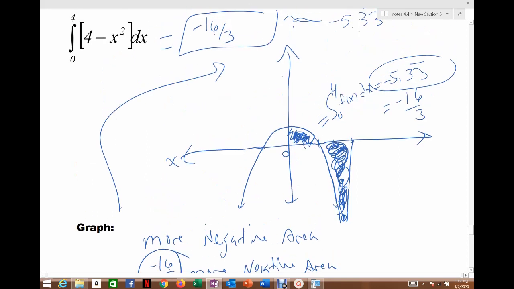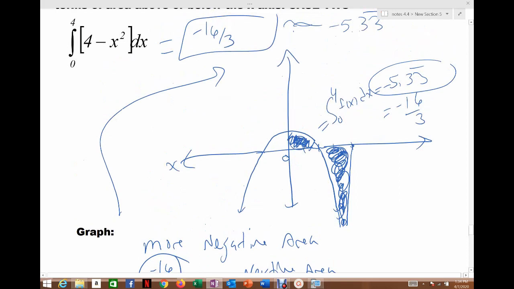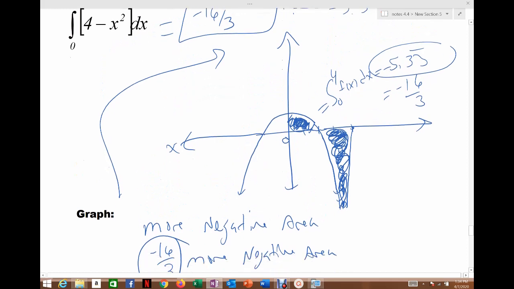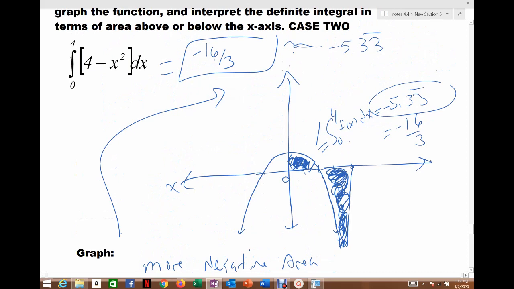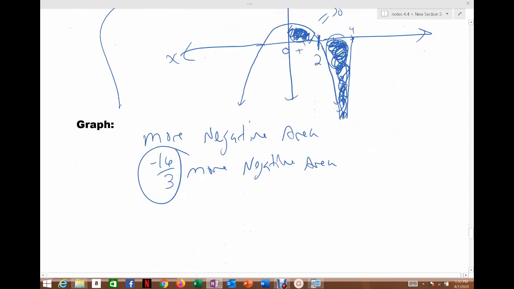Alright, well, how do I figure out what the actual area is if I want to know what the total area is without subtracting it? Well, what we can do is split it. I can find my area above and then add to it the absolute value of the area below. I know at 2 is where it switches, right? From 0 to 2 it's positive, and from 2 to 4 it's negative. Alright, and so that's what I'm going to do.